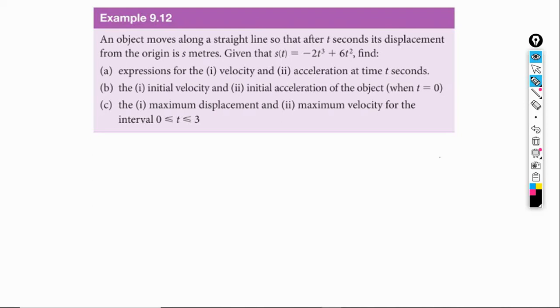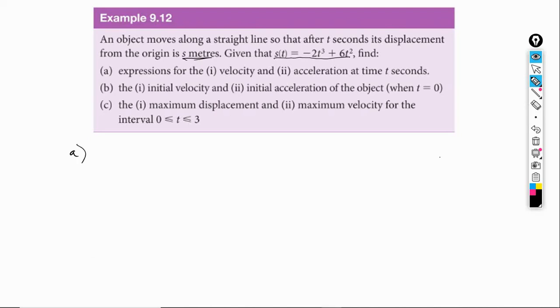So it says an object moves along a straight line so that after t seconds, its displacement from its origin is s meters. Given that s of t is equal to minus 2t cubed plus 6t squared, find, letter A, expressions for velocity and acceleration at time t seconds. So let's do part A first, and then we'll focus on B and C.